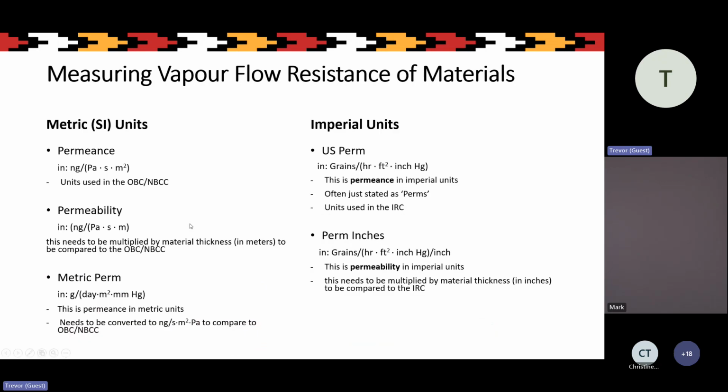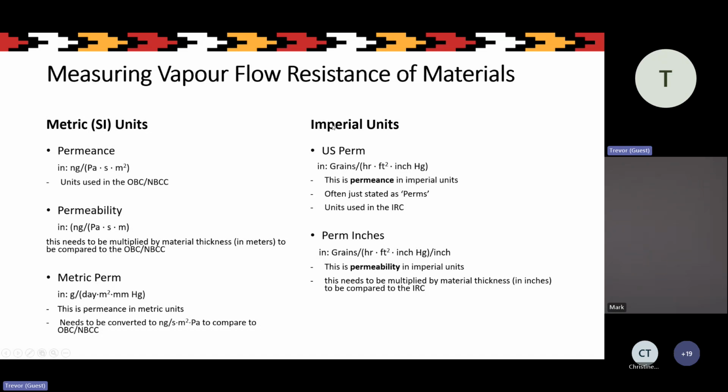So, not to get too much into the weeds here, but there are sadly different units that you're going to see out there, metric units and imperial units. Probably the most important thing to know about metric units: in the Ontario Building Code and the National Building Code, they talk about permeance in SI units, which is in nanograms of water per Pascal pressure difference per second per meter squared of area.